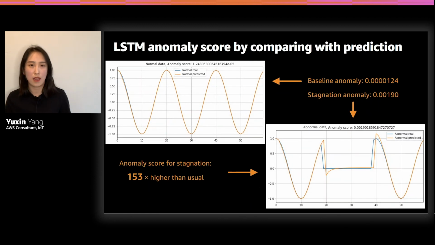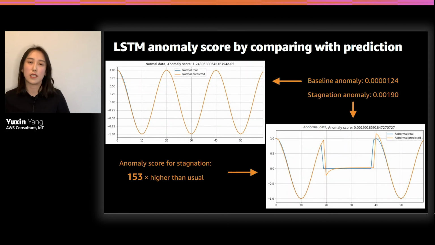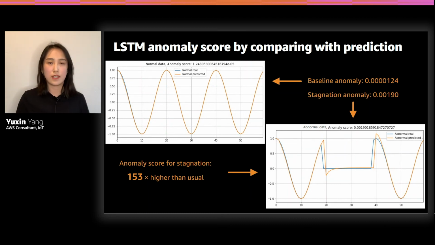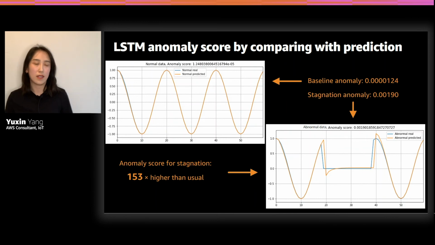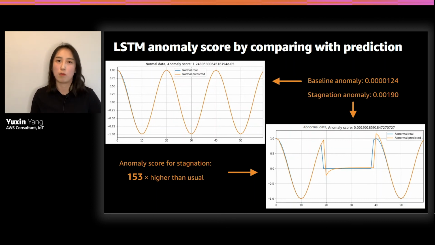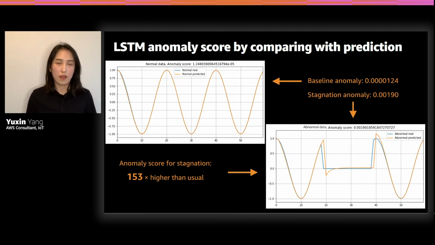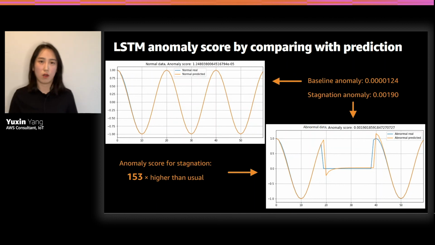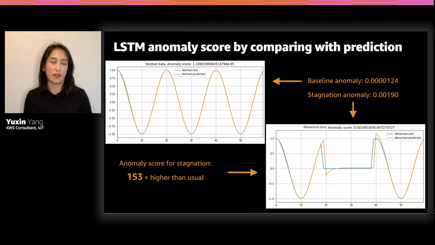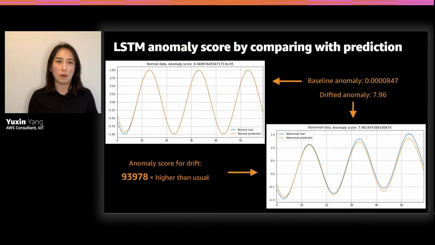Now, to set the baseline, we take away 20 data points from a time series, and we just set them to 0. And we can see that the anomaly score computed is 153 times higher than a perfect sine wave. And then we introduce the bias on our sine wave, and we can see that the anomaly score presented is 93,000 times higher than a perfect sine wave.